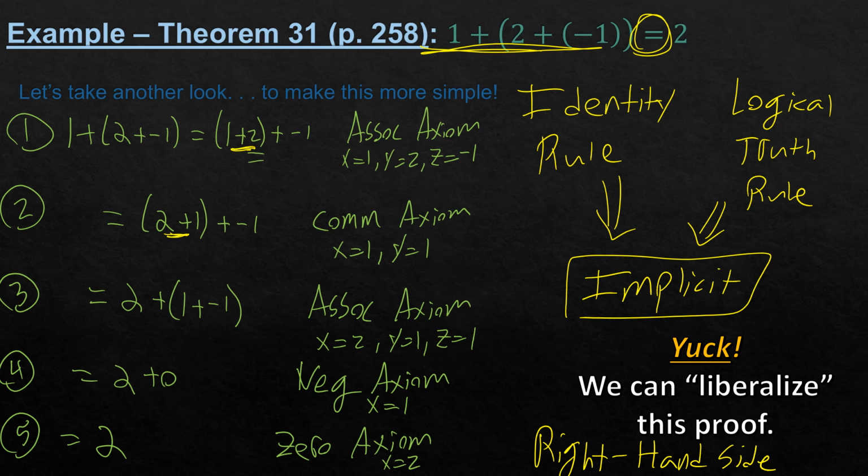X equals 2. And there we have it. Just 5 lines. The identity rule is implicit. It's not explicit. And that makes things much more straightforward. It's still tedious, but it's not as tedious.